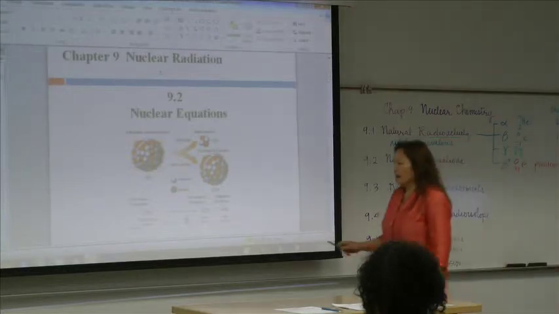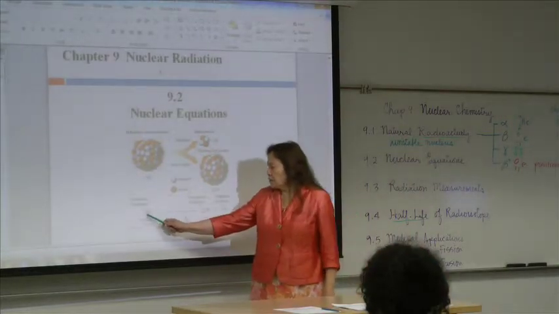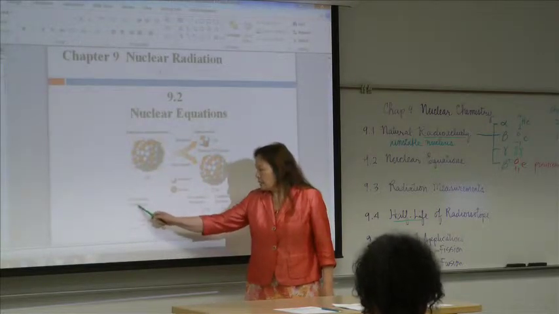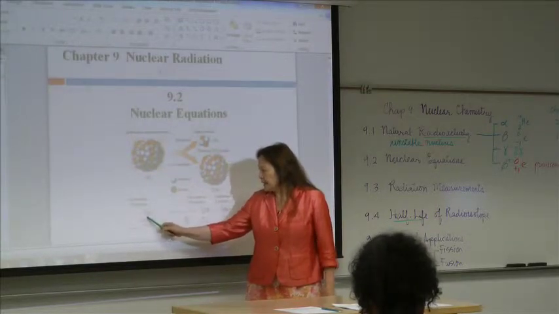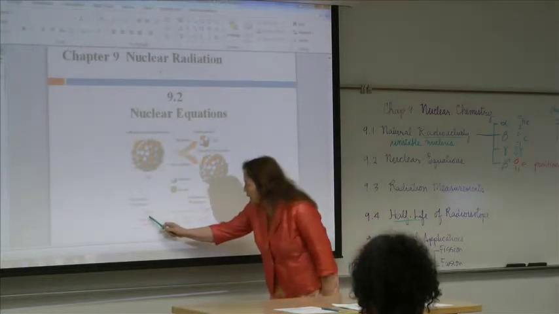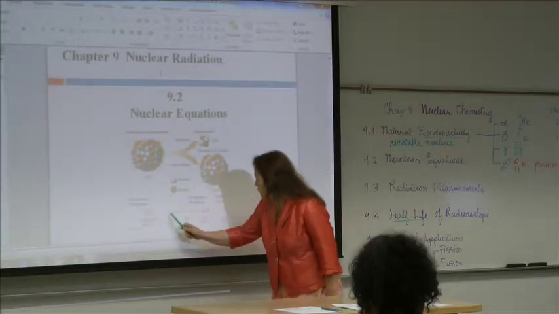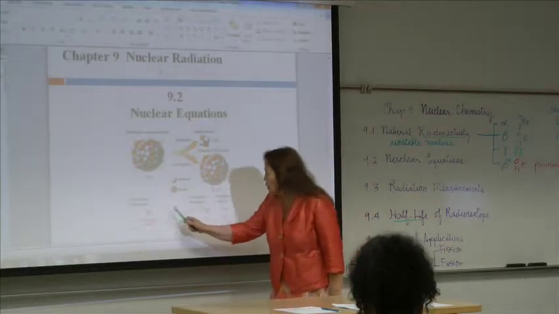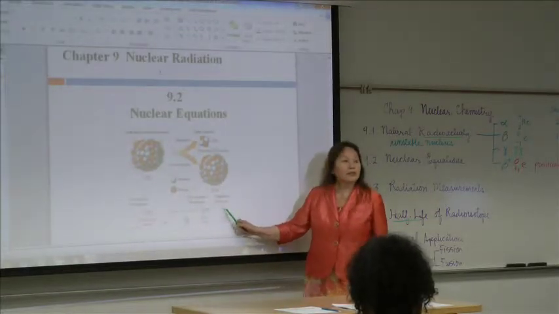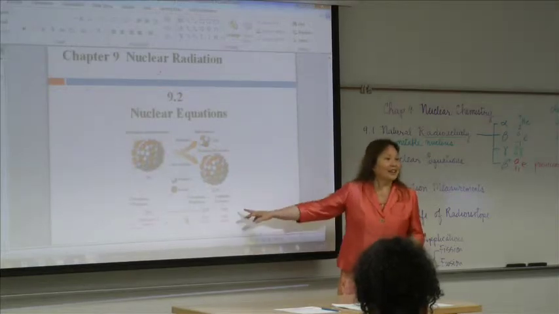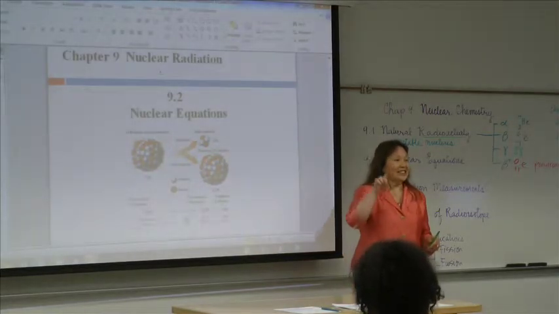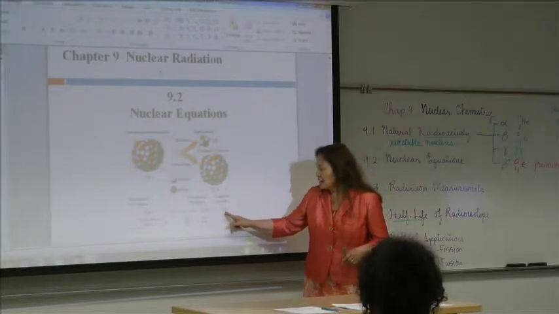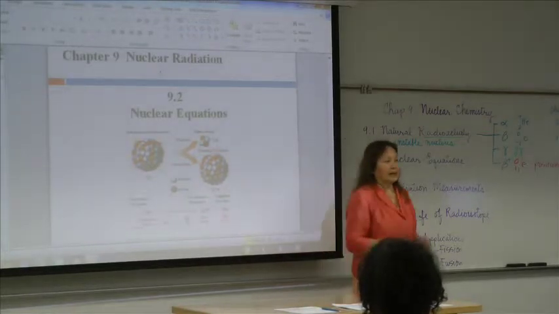You will note that if you have 238, there are 146 neutrons and of course 92 protons, and then when it goes to thorium 234, 238 minus 234 gives you the helium nucleus, right? Helium, which turns out to be the alpha particle.